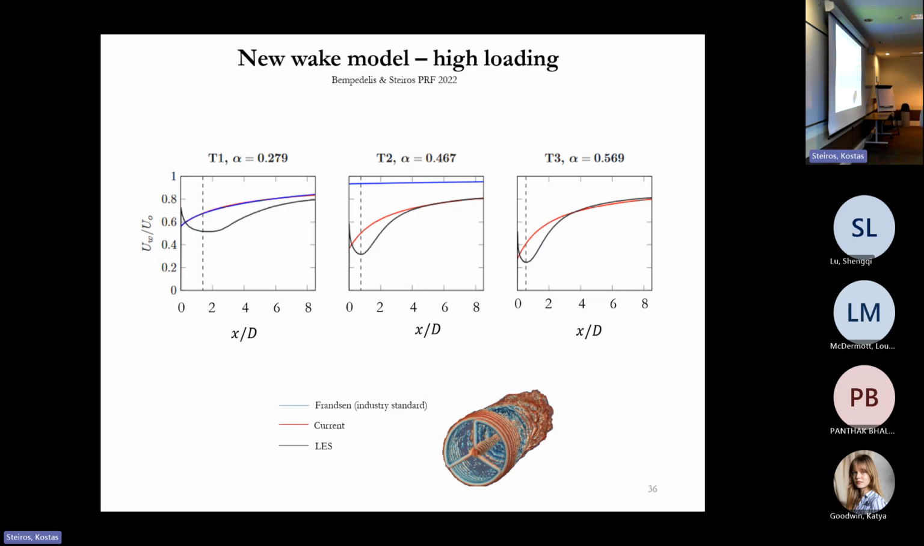Now, what I plot here is the evolution of the velocity as a function of the downstream distance from the turbine, which is positioned at 0, right? The black curves are the real, or let's say, the data that we will compare with, which is the simulation data, and the blue curve is the analytical model that is currently used by wind farm companies, right? And the red one is the new one that we proposed in the recent article.